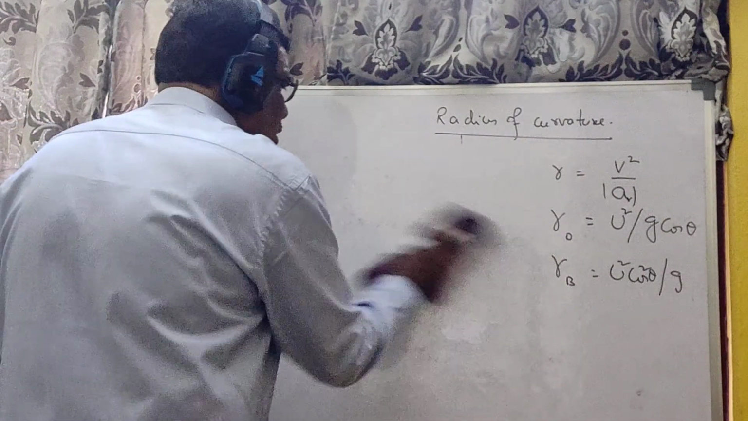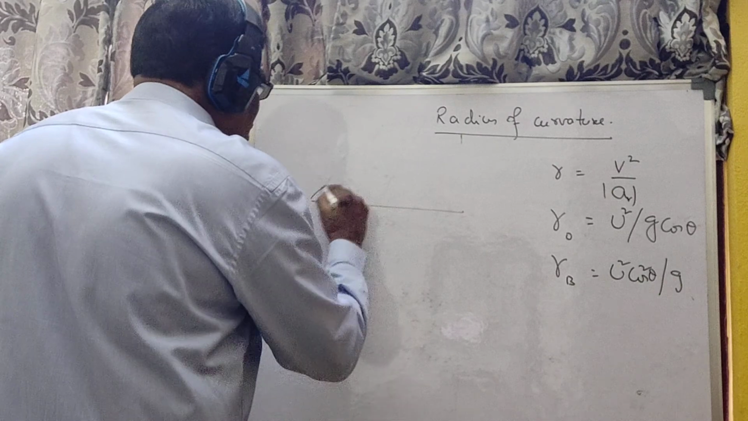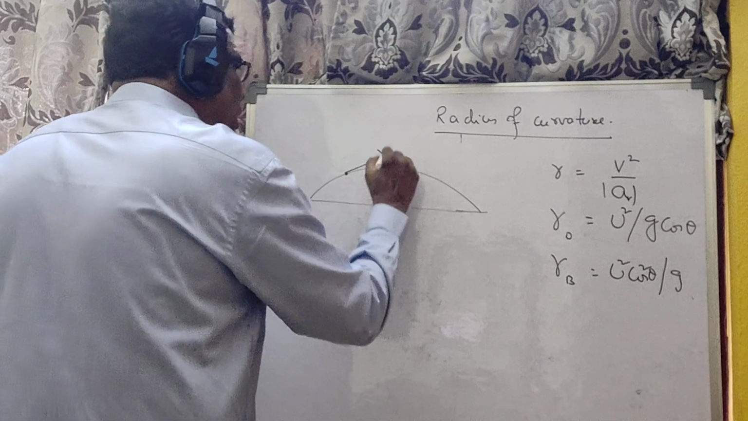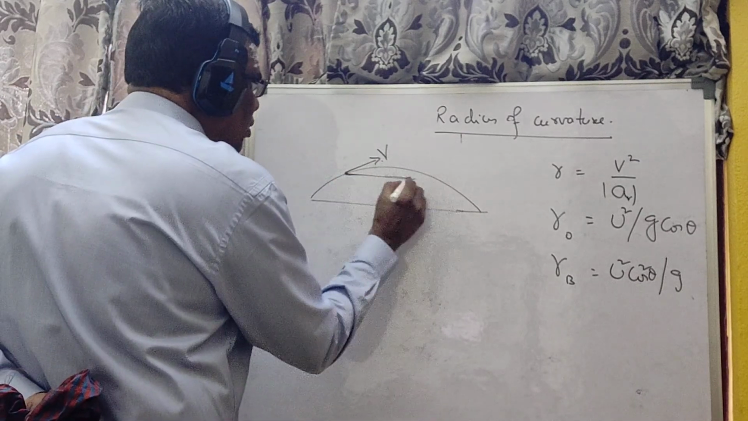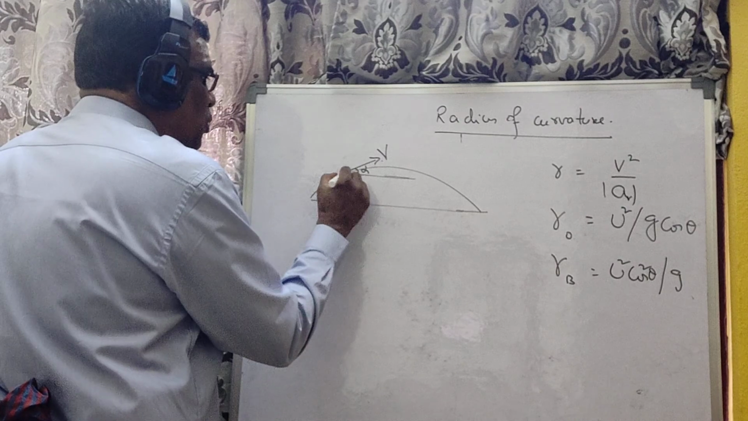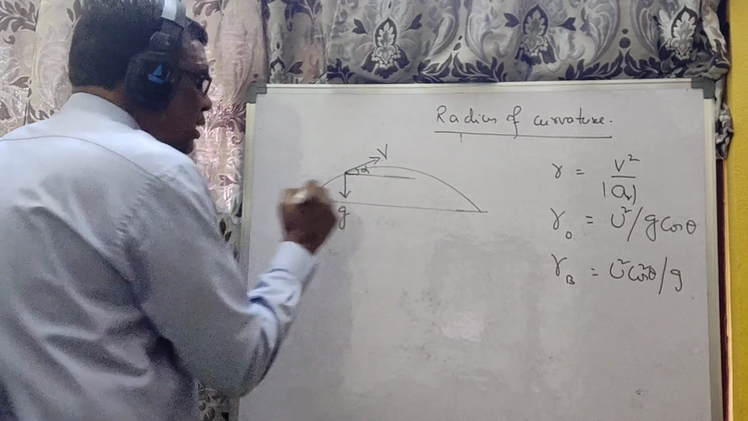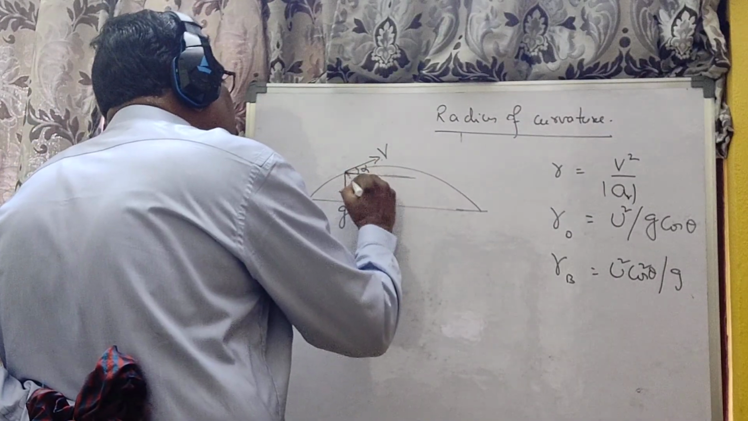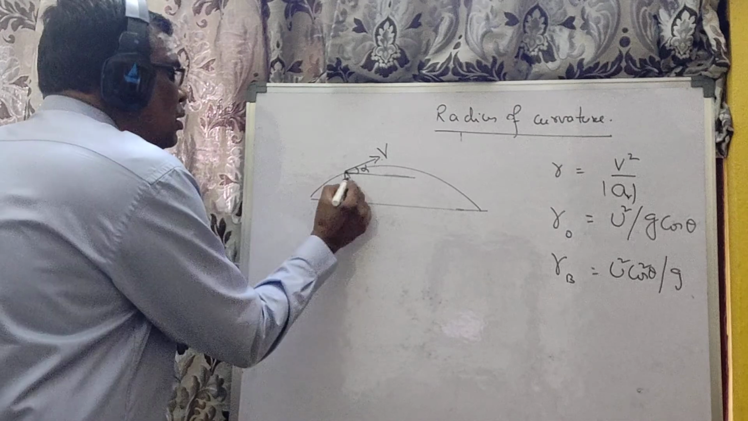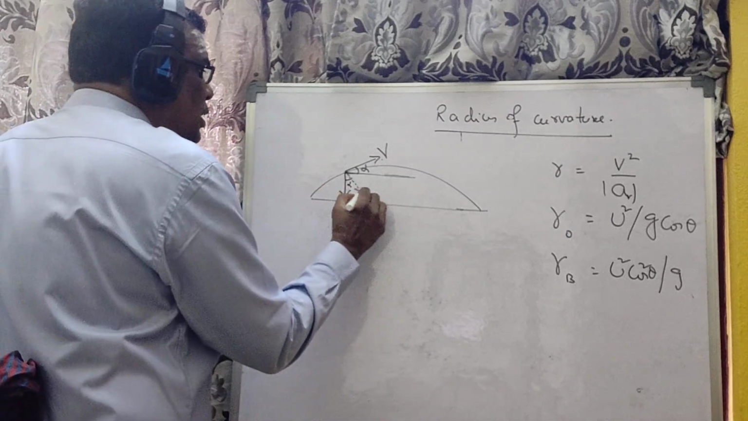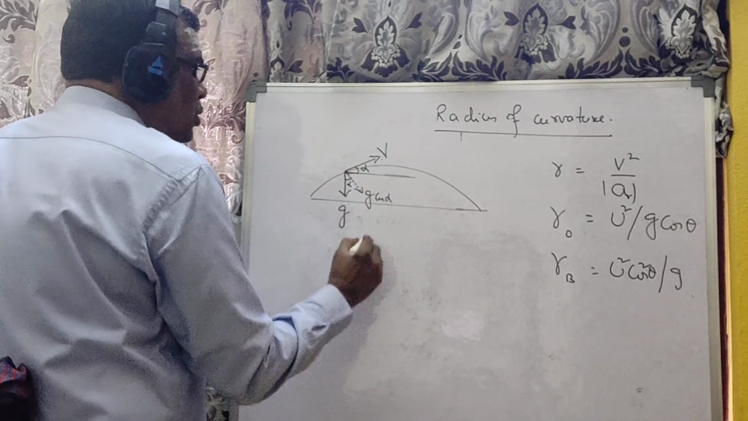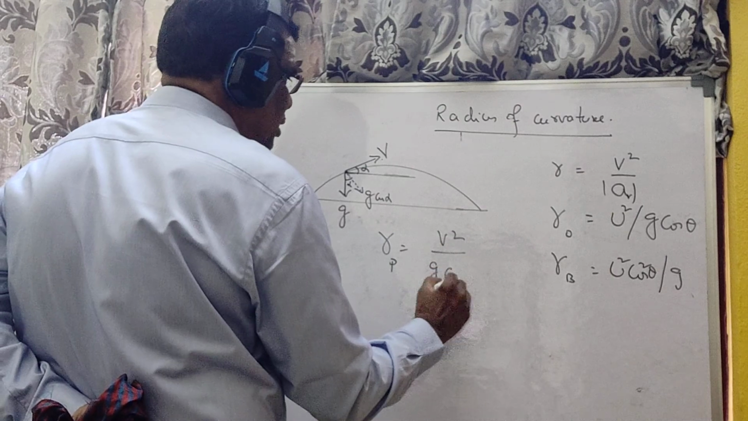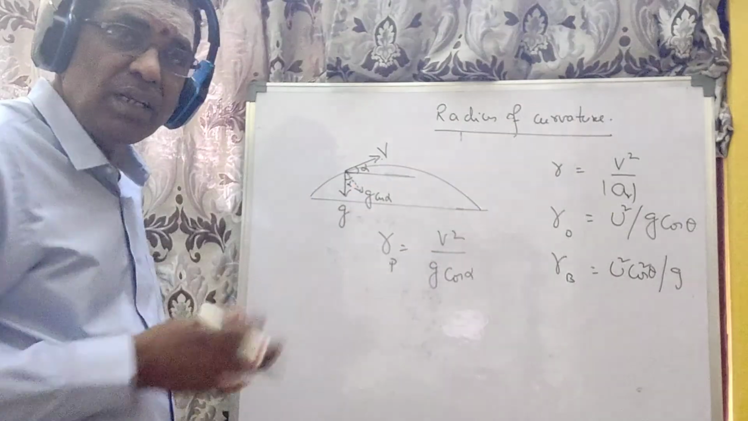Now let us generalize this. What do you mean by generalization? You should be in a position to get anything and everything. Let this be B, and let this angle be alpha. We are not sure what that angle is. And this is g. How to write this? I'll tell you. First of all, this angle is alpha, therefore very easily I can write v square by g cos alpha. You don't know what alpha is, you have to find it out.